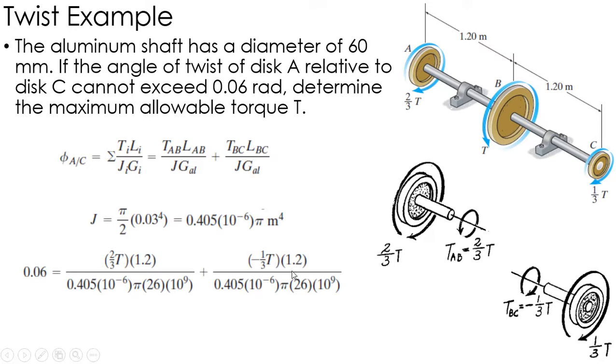So plugging all of that in, solving for T, I find that torque is pretty close to 5 kilonewton meters, which is the maximum torque so that the angle of twist does not exceed 0.06 radians between A and C. So again, just be careful with the sign conventions of your torques. This is a positive torque, this is a negative torque, and then sum up the TL over JG for each of the sections and solve for your angle of twist.